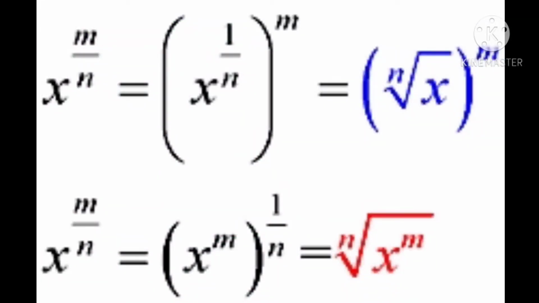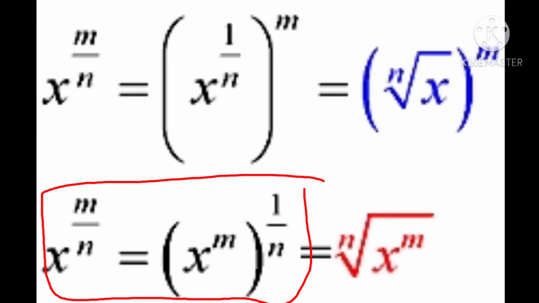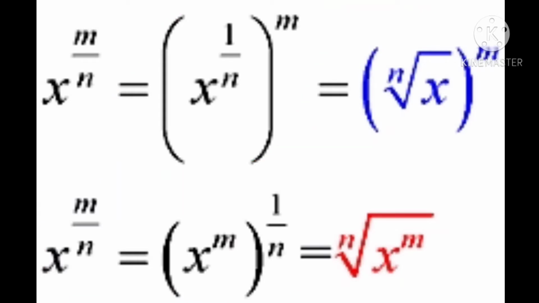Listen to the meaning of x power m by n, where m and n are positive integers. Interpret x power m by n either as the nth root of the mth power of x, or as the mth power of the nth root of x. In symbols, x power m by n is equal to x power m the whole power 1 by n, or x power 1 by n the whole power m, which is the nth root of x power m, or the nth root of x the whole power m.